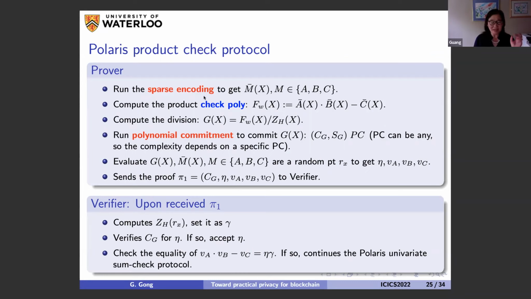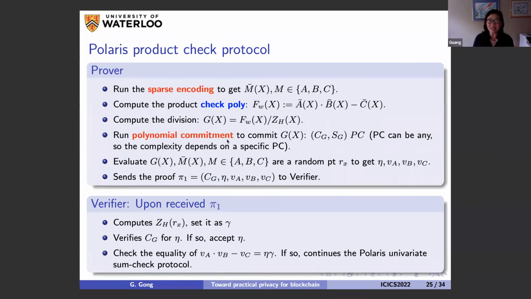We employed something I call the sparse encoding. In this way, we can have very fast computation. Then once you get these three polynomials, A bar, B bar, C bar, you can do the product of these two polynomials. Currently we haven't solved the problem of how to compute this efficiently. It is at least n times log n. Then you do the division, get this G polynomial, then you commit this G using any polynomial commitment.